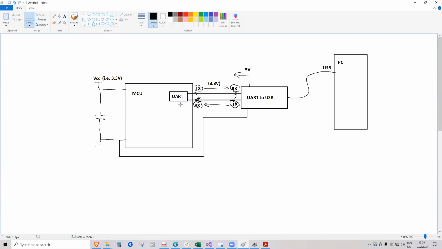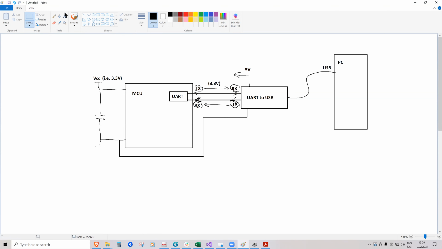So the microcontroller has a limit that it can only accept from 0 to 3.3 volts. So if you know that these lines might have higher voltage, for example, maybe this UART to USB bridge works from 5 volts, then you cannot directly connect them, but you have to insert a voltage level translator in between, okay?